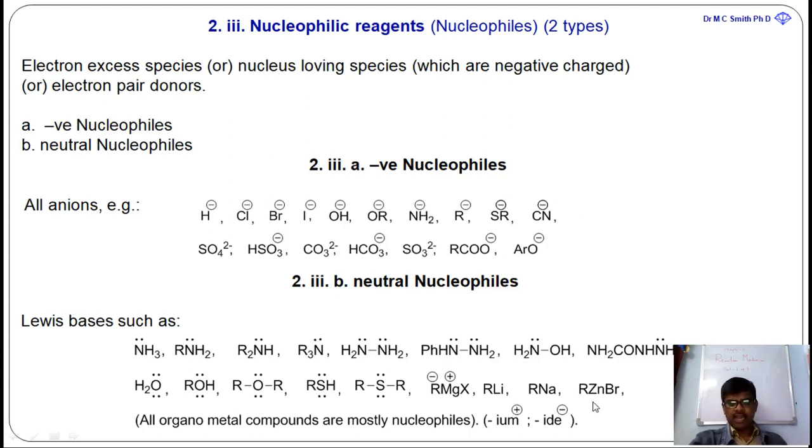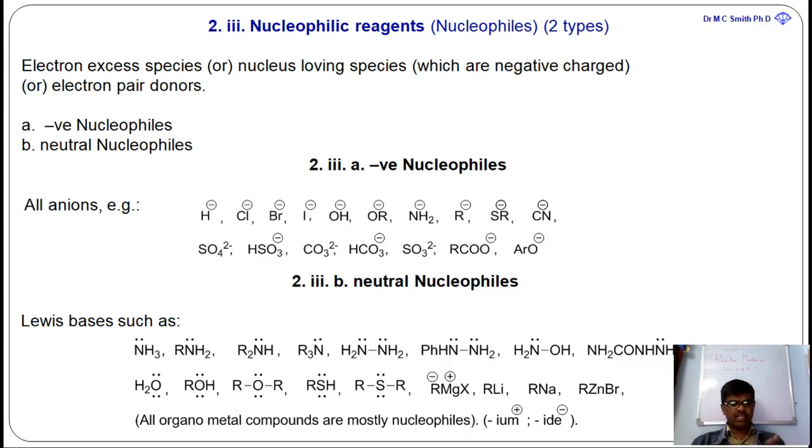This is alkyl halide zinc, the Reformatsky reagent. Reformatsky reagent is also known as a neutral nucleophile. RMgX, alkyl lithium, alkyl sodium, alkyl zinc halides are also known as neutral nucleophiles.